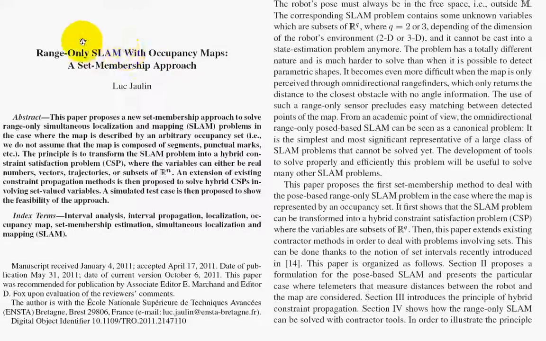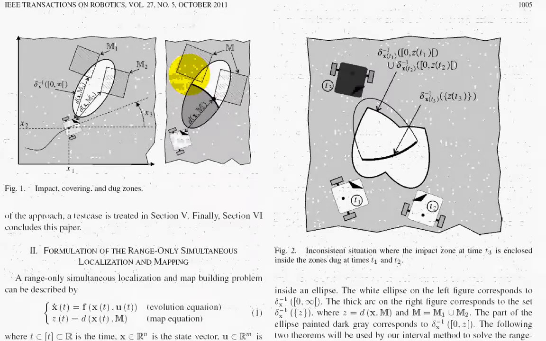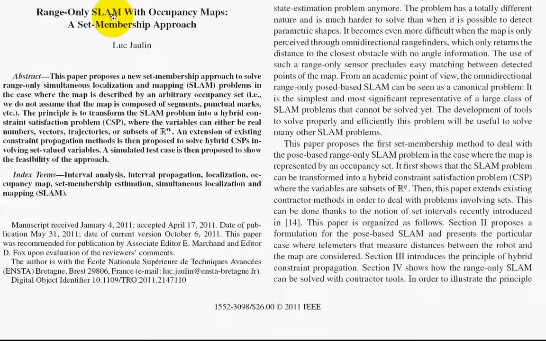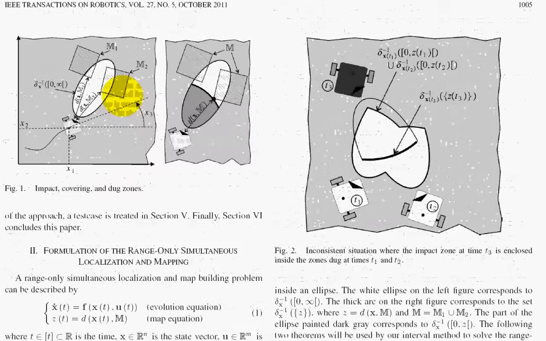The SLAM problem to be presented is taken from this paper, which has been published in IEEE Transactions on Robotics. This paper proposes a set membership approach to solve a SLAM problem: a simulation of a range-only simultaneous localization and mapping problem.